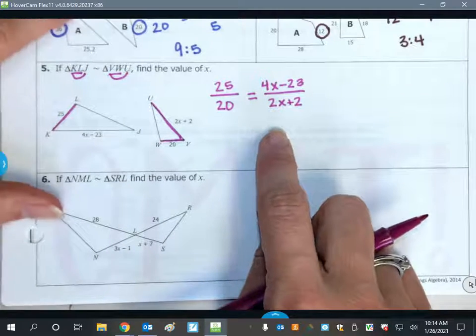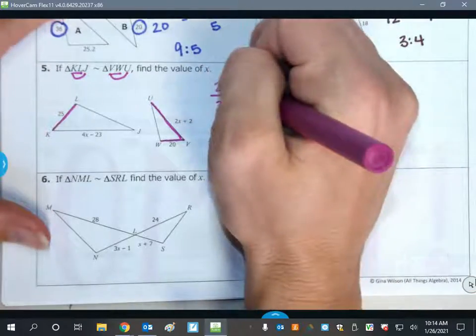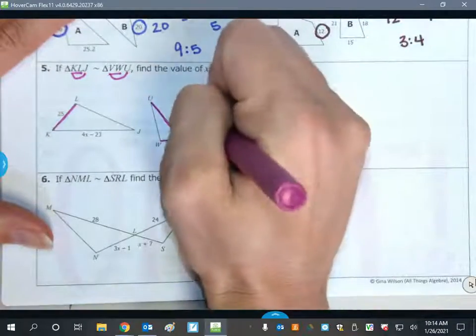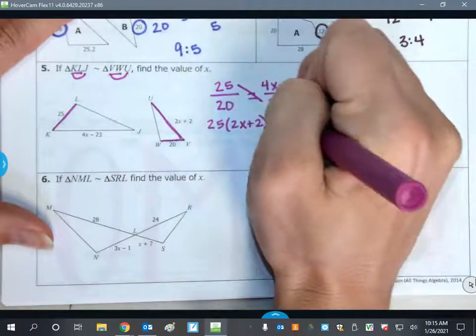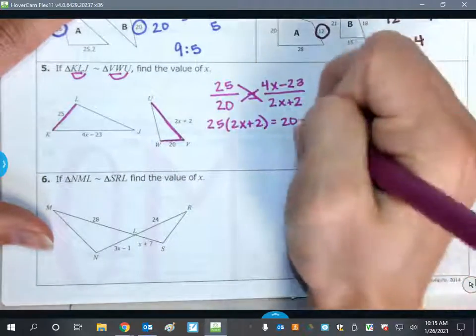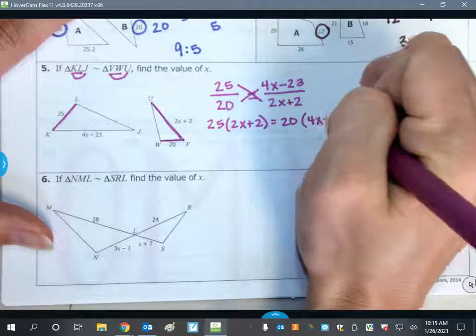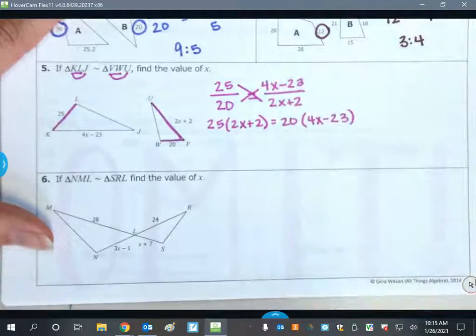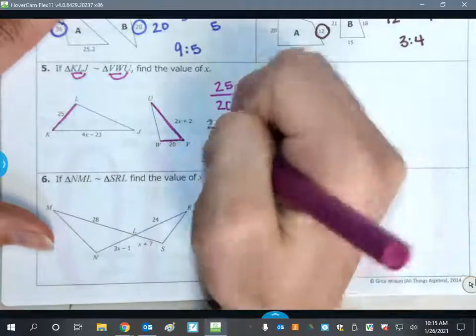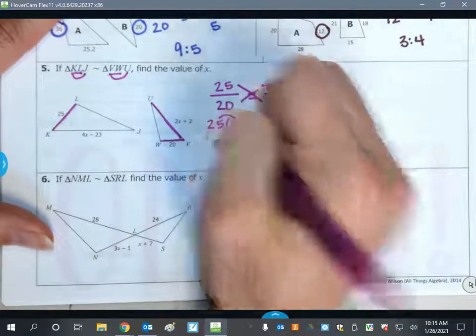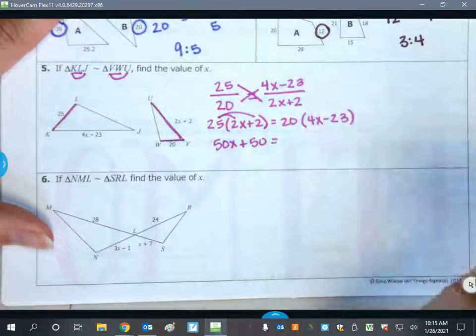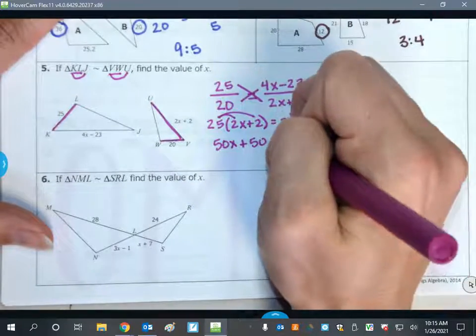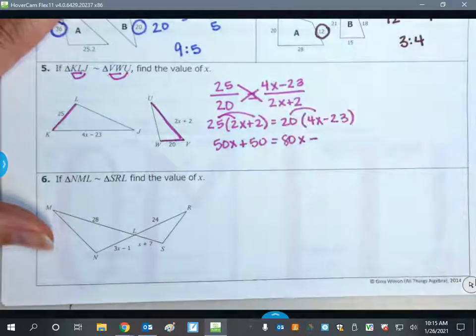All right, when you're solving that for x, you have to cross multiply. So 25 times 2x plus 2 equals 20 times 4x minus 23. And then we distribute. 25 times 2x makes 50x, plus 25 times 2 makes 50, equals 20 times 4x is 80x, minus 20 times 23 is 460.